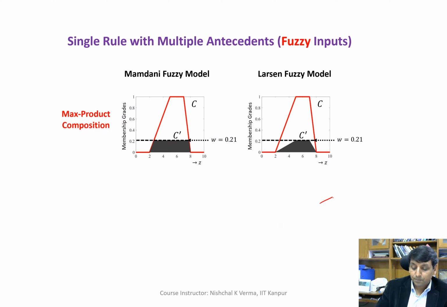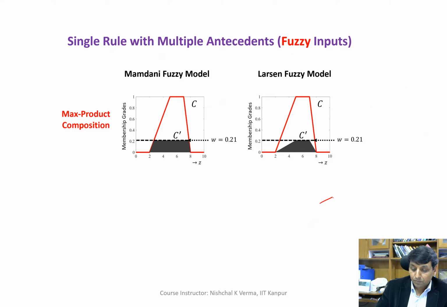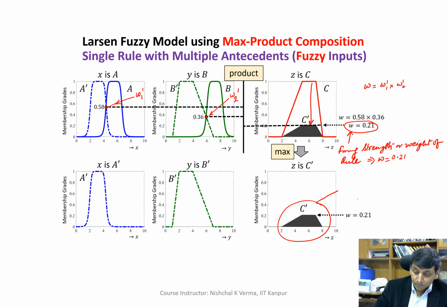This is the fuzzy output, and this is nothing but the C dash. And what is C dash? C dash is nothing but the fuzzy set defined here by mu C dash z by z. So this is how it is defined.